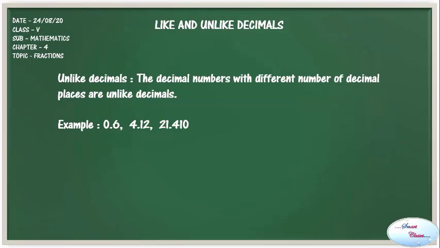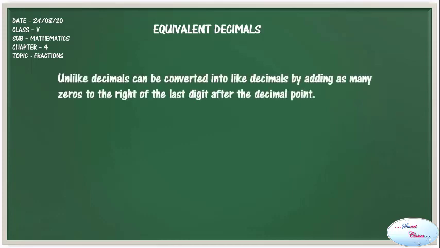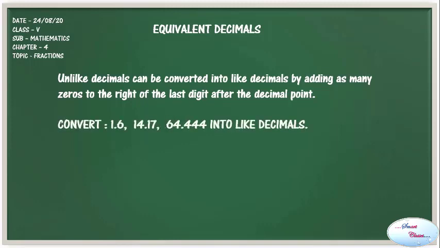Let's study equivalent decimals. Unlike decimals can be converted into like decimals by adding as many zeros to the right of the last digit after the decimal point. For example, I have 1.6, 14.17 and 64.444, and I have to convert these numbers into like decimals.